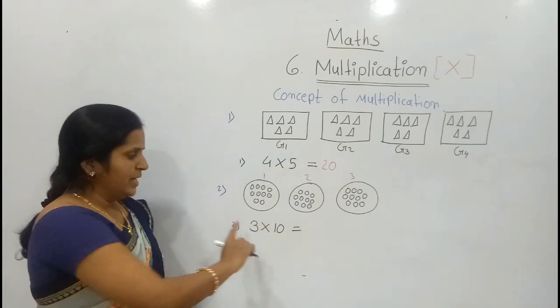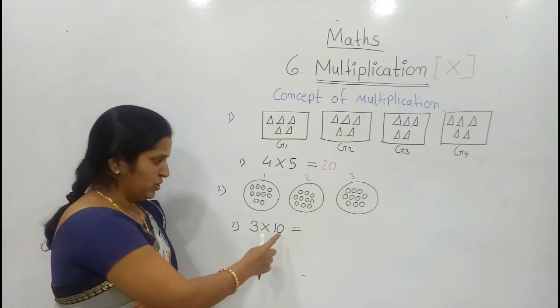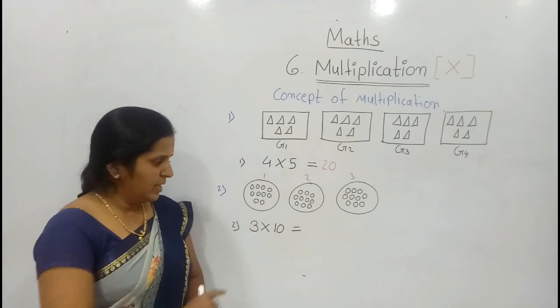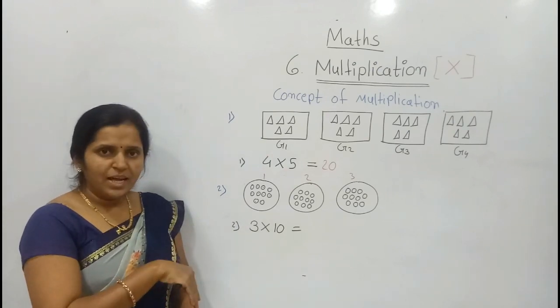Say the table of 3 up to 10, or vice versa. म्हणजे उलटा पण करू शकता तुम्ही. 10 tables up to 3, 3 tables up to 10. 3 10s are 30 or 10 3s are 30.